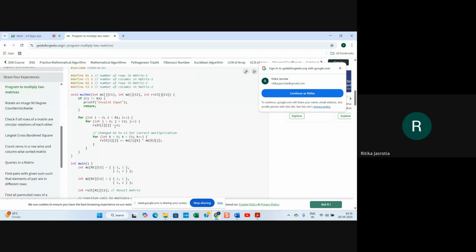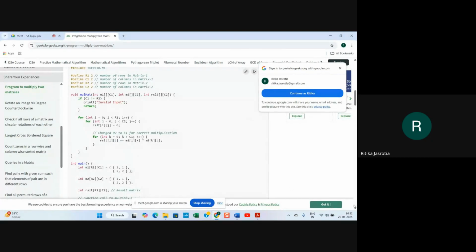First you take nested for loops for i is equal to 0, i less than r1, i plus plus. For int j is equal to 0, j less than c2, j plus plus. So r1 and c2, you are seeing the rows and columns. Your final result matrix you have initialized to 0, and you are saying for k is equal to 0, k less than c1, k plus plus. The third for loop, you are saying result[i][j] plus equal to m1[i][k] into m2[k][j].